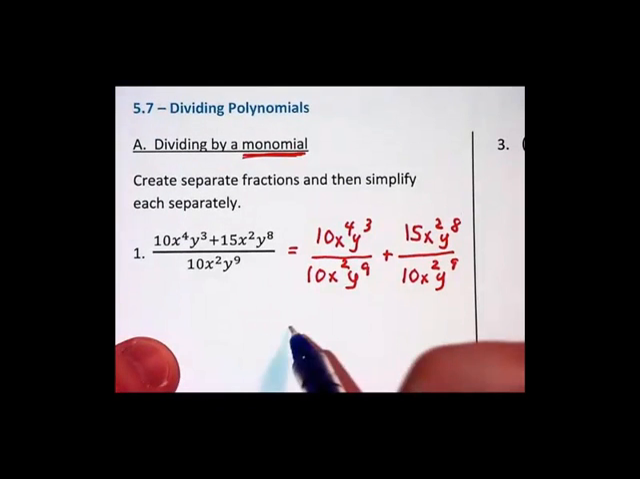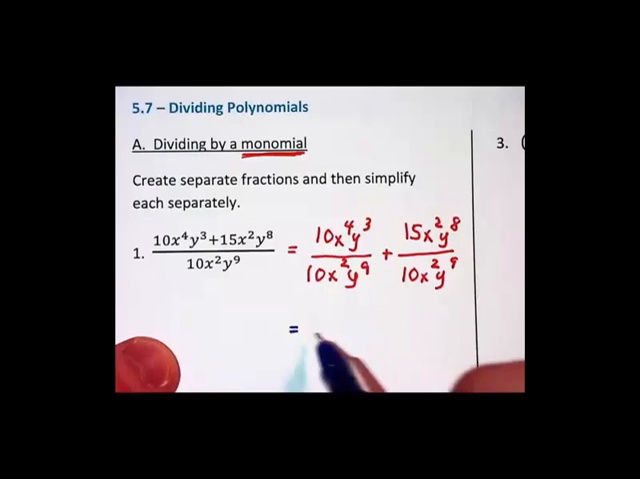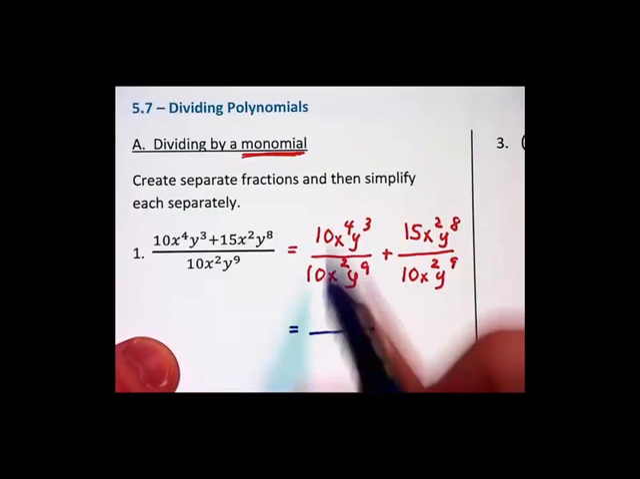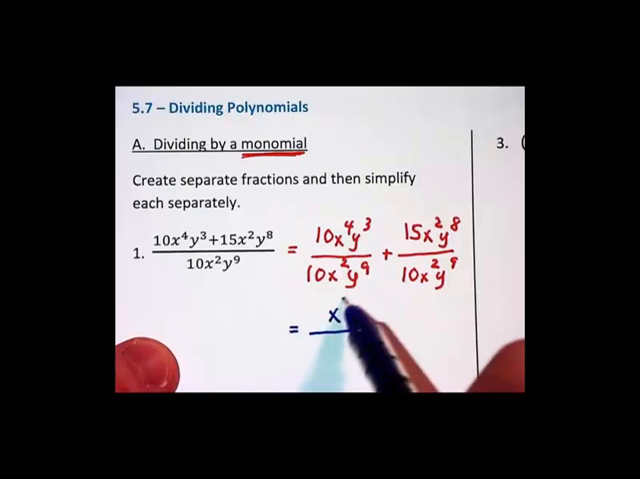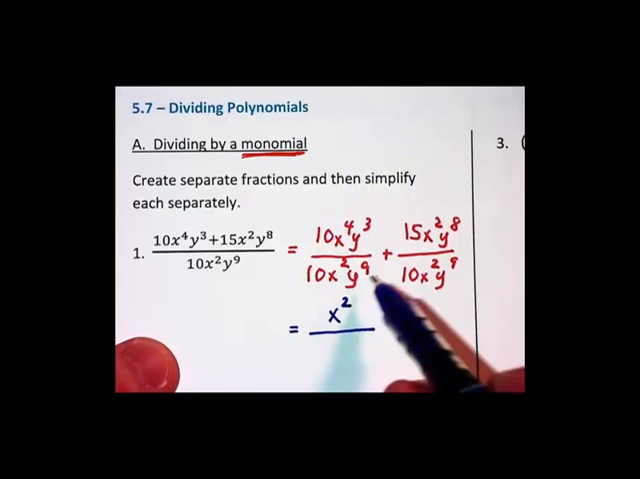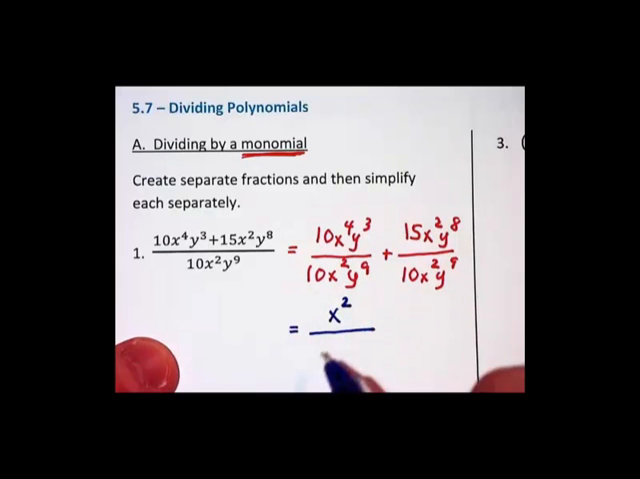Then we're just going to reduce each of these. When we reduce the first fraction, the 10's just cancel. With the x's, there are two extra x's upstairs in the numerator when we divide. And with the y's, we get extras down below. 9 minus 3 is 6. So we have y to the sixth down below.